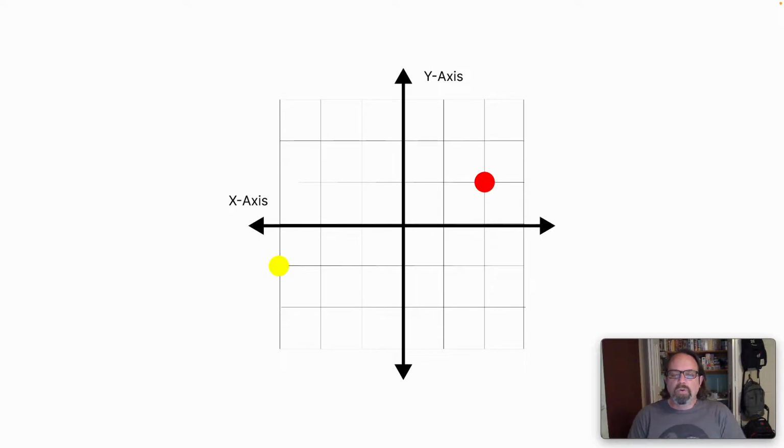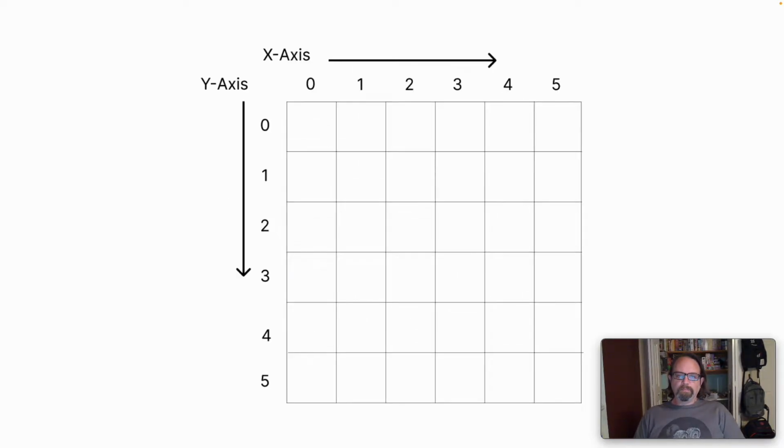If you go over to the red dot, you take 2 steps to the right and then 1 step up. So that point would be 2, 1, because it's 2 on the x-axis and 1 on the y-axis. Now for the yellow dot, you go to the left, so it's -1, -2, -3 for the x-axis, and then down just 1, so -1 for the y-axis. So that point is -3, -1.